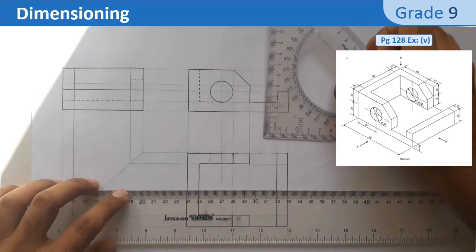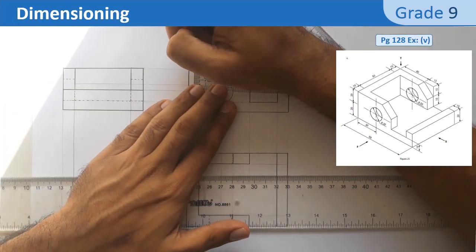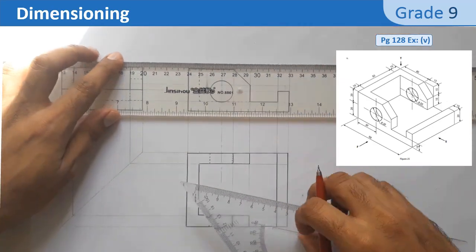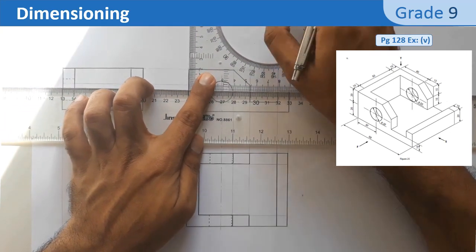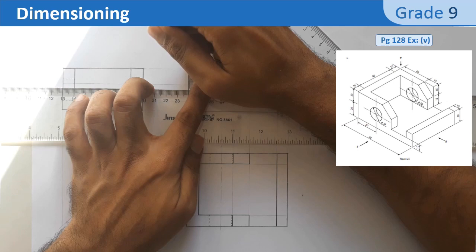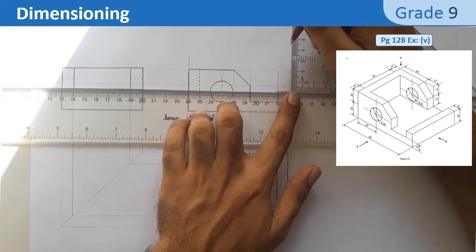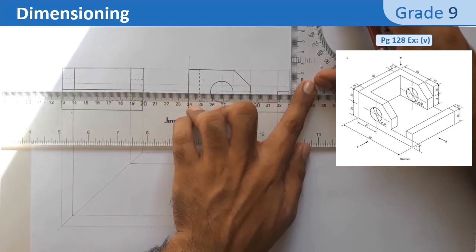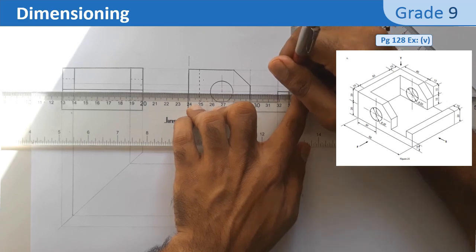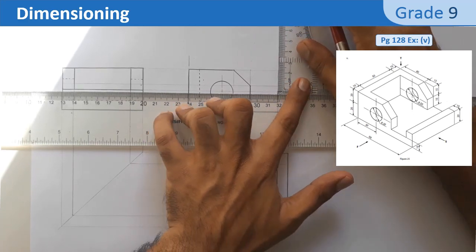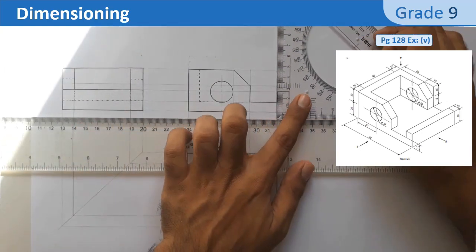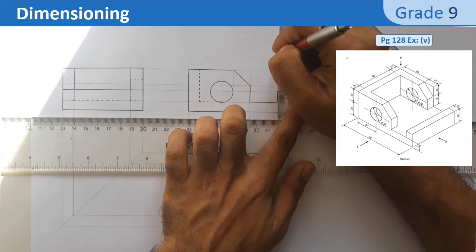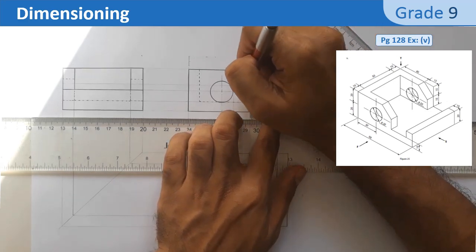To the orthographic exercise. As I have explained, the distance between the arrow and the view will be 10 millimeter. And don't forget the lines which show where the arrow starts and ends. There's also a gap of 2 millimeter between these lines and the view.